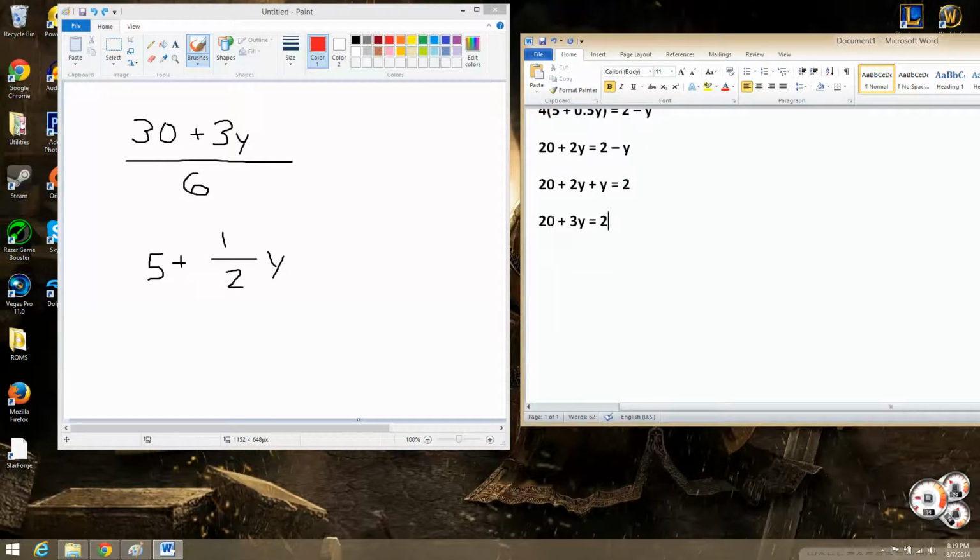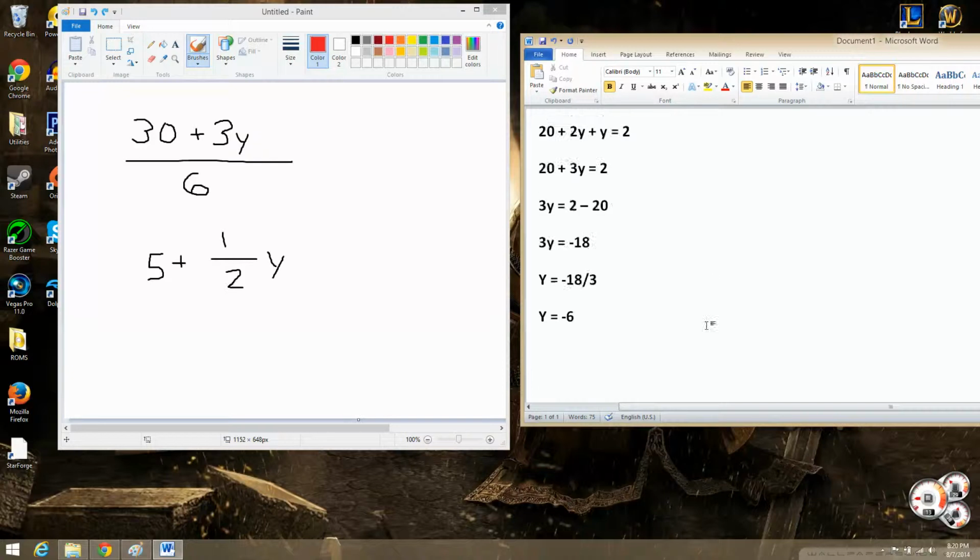From there, you want to take this 20 to the other side because you want to isolate the y. 3y equals 2 minus 20, since this is a positive, you have to turn it negative on the other side. So 3y equals negative 18. And from there, you divide the left side by 3 and therefore divide the right side by 3. Negative 18 divided by 3 ends up being negative 6. So y is negative 6, and x is all of this up here.